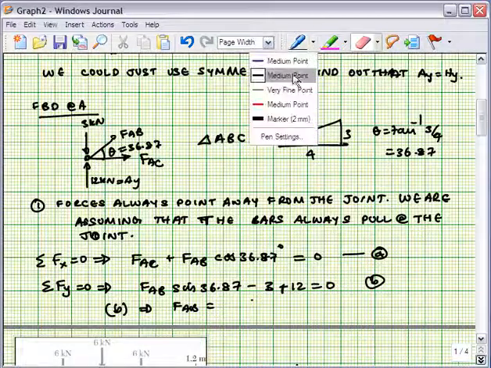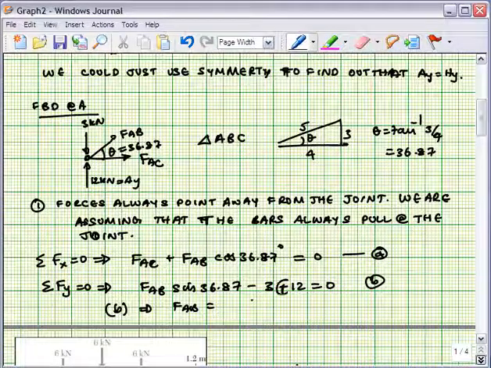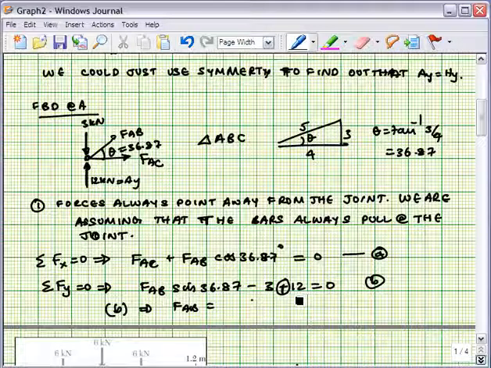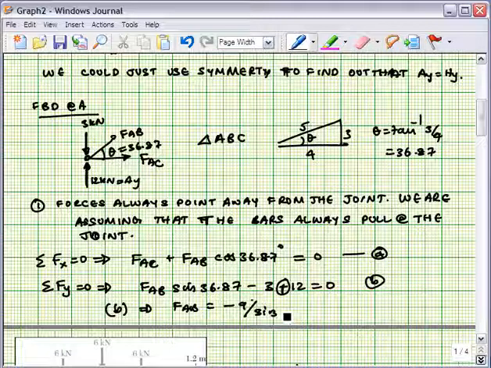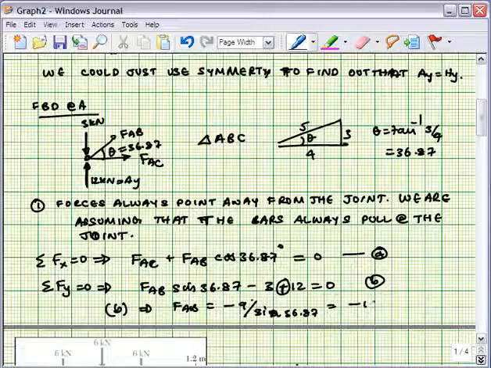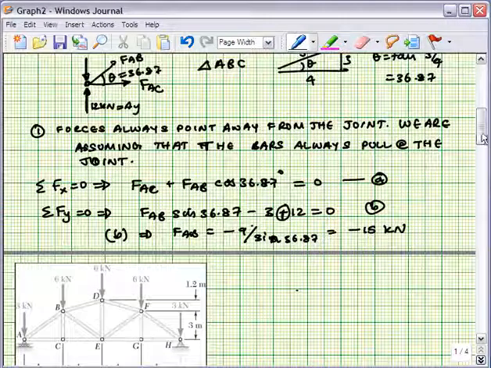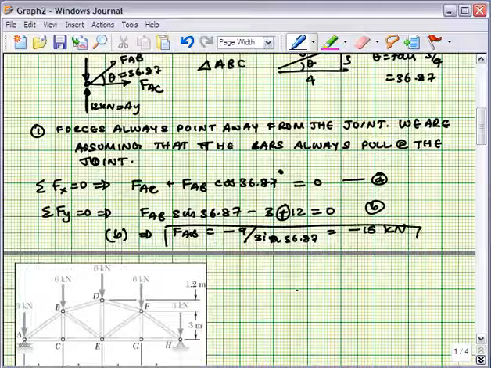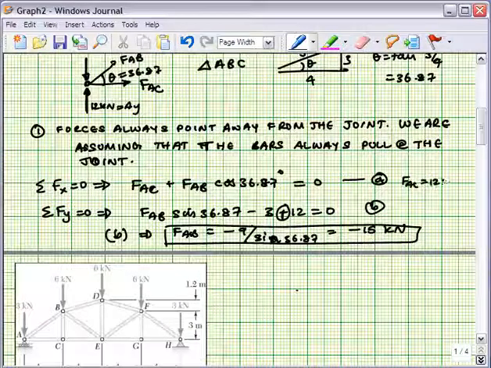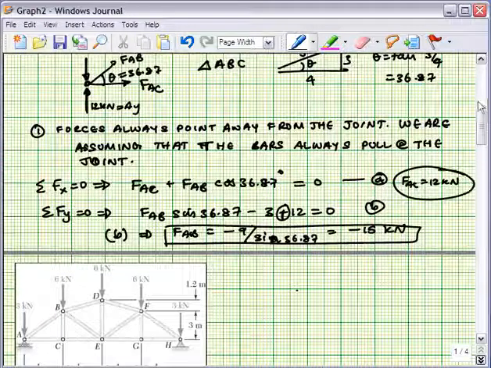This was a plus and not a minus. Notice the arrow is pointing up. The arrow for this is pointing down. So FAB is 12 minus 3. So this will be minus 9 divided by sine 36.87, which turns out to be minus 15 kilonewtons. Not only that, you can get FAC will be 12 kilonewtons. Just solve these two equations.